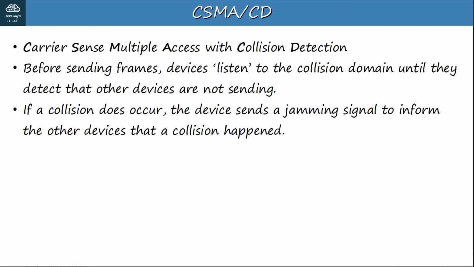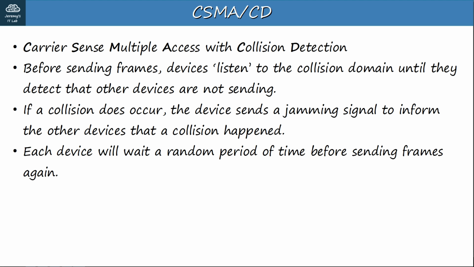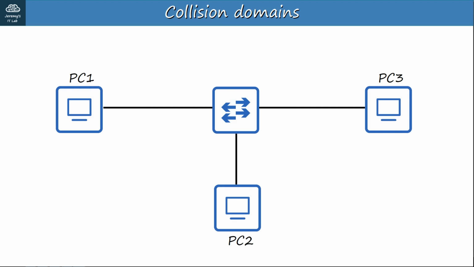If a collision does occur, which can still happen because of bad timing and such, the device sends a jamming signal to inform the other devices that a collision happened. Each device then waits a random period of time before sending frames again. The process then repeats, with each device listening to check if other devices are sending frames before sending their own frames. Now, that process works, and it was how networks operated for a long time.